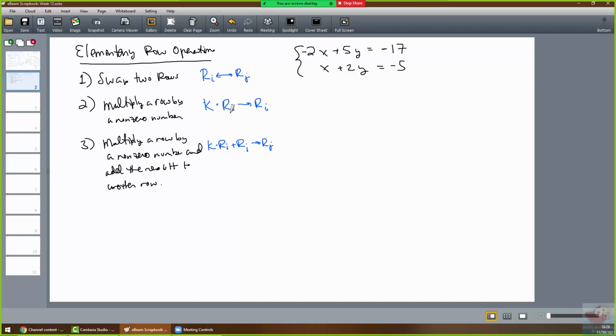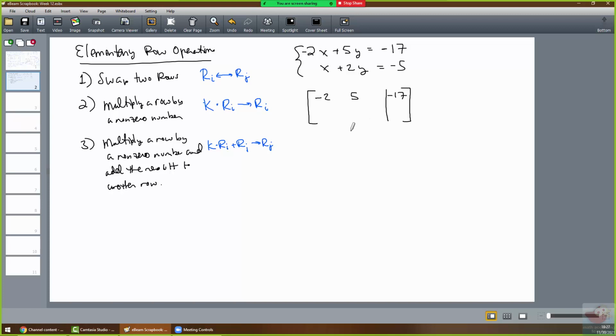So our first step is to turn this into an augmented matrix. Just like before, we have 2 equations, so our matrix will need 2 rows. And we need 3 columns, an x column, a y column, and a constant column. What's the first row of our matrix going to look like? -2, 5, -17.